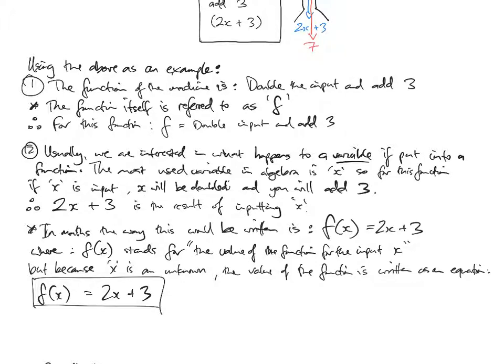So using the example as above, let's have a think about the first point, is that the function of the machine is to double the input and add 3. So the function itself, the function mathematically, we refer to as f in lowercase. So for this function, f is to double the input and add 3. So that's the first point we need to get out of this video, is a function is doing something to inputs.